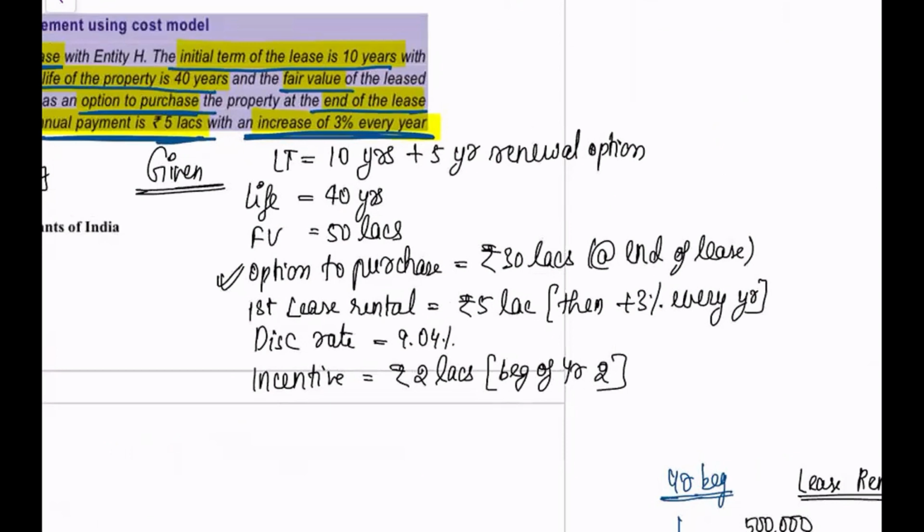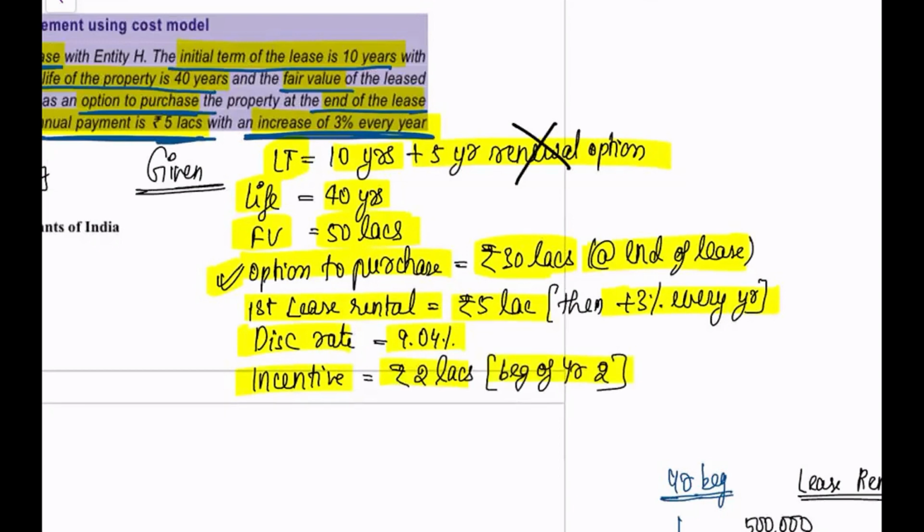Let's just summarize again. There is a lease term of 10 years and they have a 5-year renewal option, but they are not going to use this renewal option. Economic life is 40 years. Fair value is 50 lakh. Option to purchase they are going to take up, which is 30 lakhs at the end of lease. They will pay and take up this option. So the first lease rental is 5 lakh rupees and every year 3% is going to get increased. Discount rate is 9.04%. They are going to get an incentive of 2 lakh at the beginning of year 2.